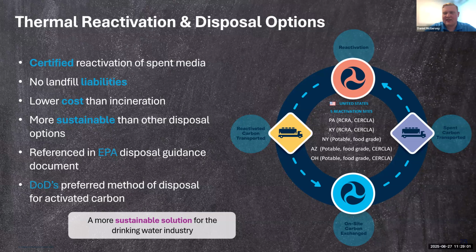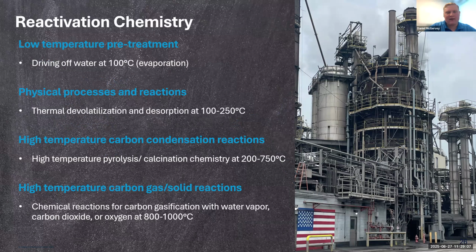To look a little bit deeper into how reactivation works, what's happening in these kilns or furnaces where the reactivations are happening. They ramp up in temperature as the carbon moves through these furnaces. It'll start with a low temperature pre-treatment that drives off the water at about 100 degrees Celsius. So really just evaporation occurring initially. Then as the temperature increases, you get some physical processes and reactions, thermal devolatilization, and that's where desorption starts to happen at around 100 to 250 degrees C.